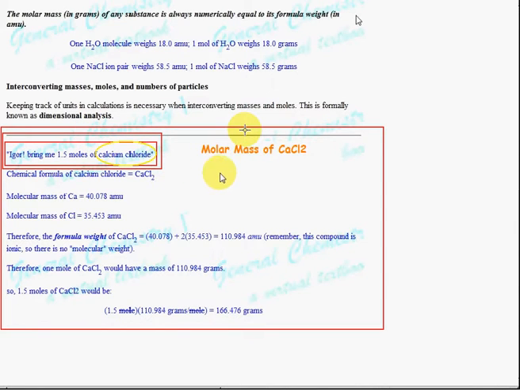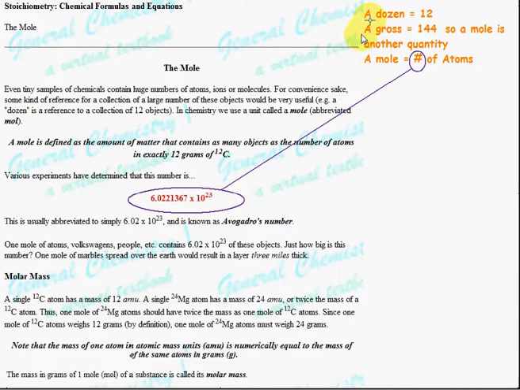Okay, so this topic is molar mass of CaCl2, calcium chloride, chemical formula CaCl2. So what we need to look at, first of all, is this idea of a dozen. A dozen is equal to 12, a gross is equal to 144. So a mole is another quantity.